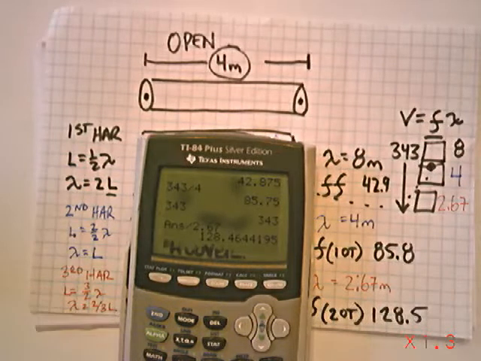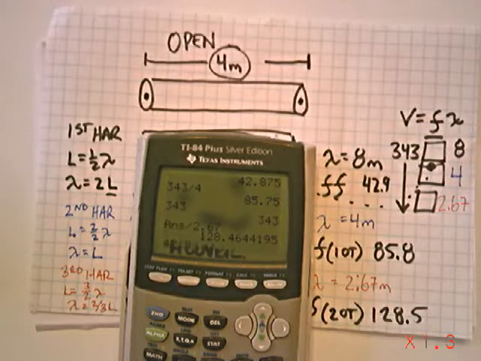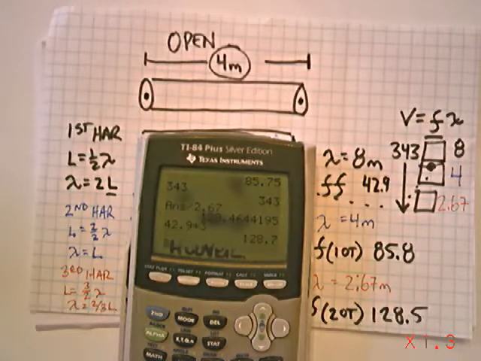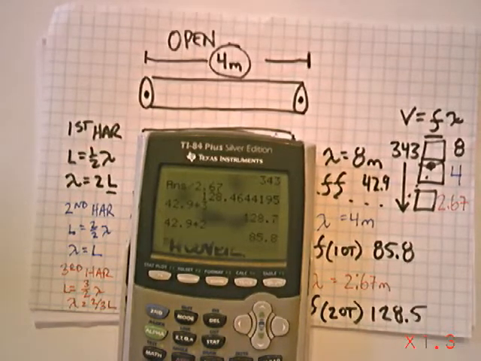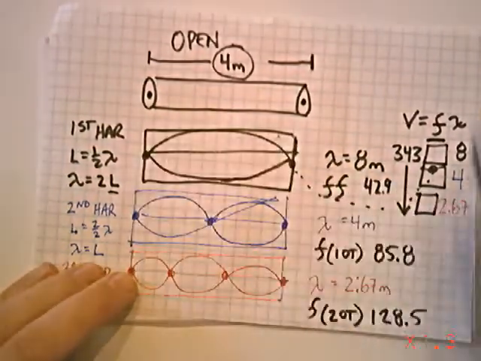So basically, we went through and we just multiplied that original number, which was 42.9, by 3. And that's how we came up with the third harmonic. And it works the same way for the second harmonic. You take the fundamental, the first harmonic, and multiply it by 2, and you get the second. So that's how it works for an open pipe.